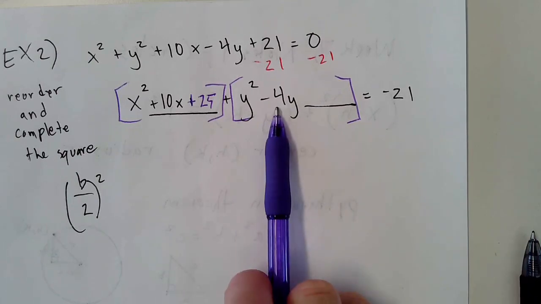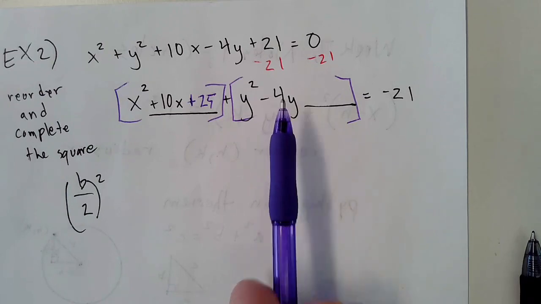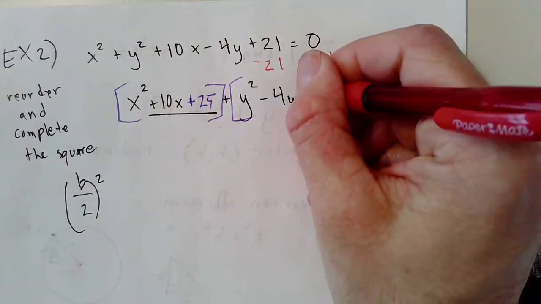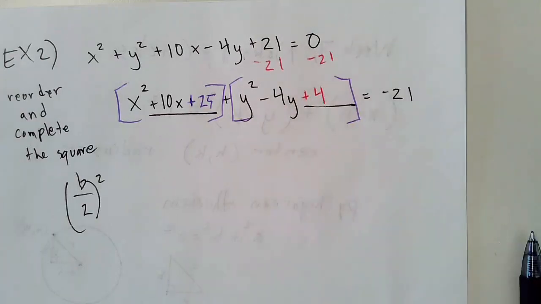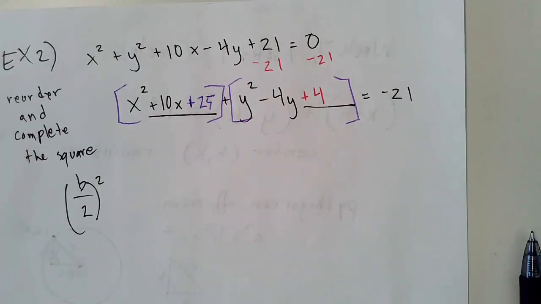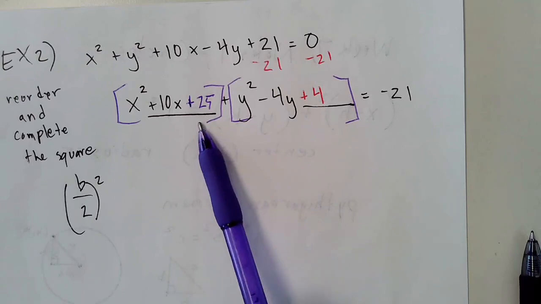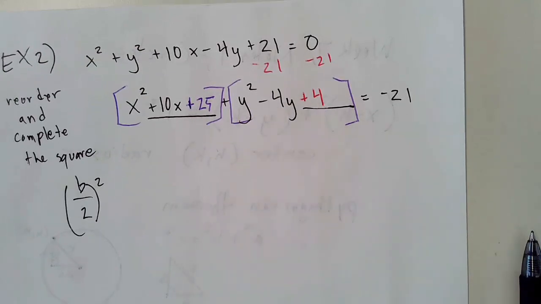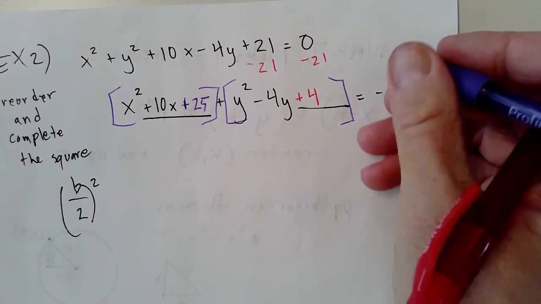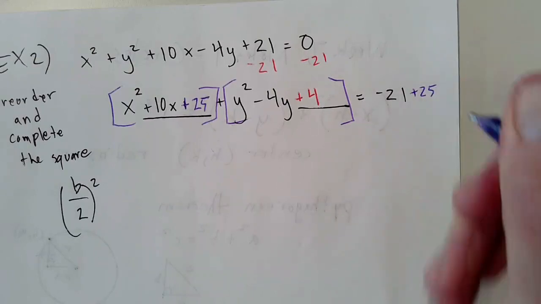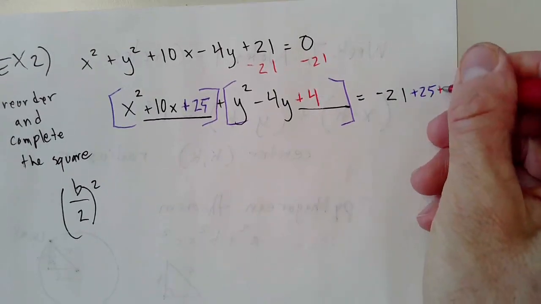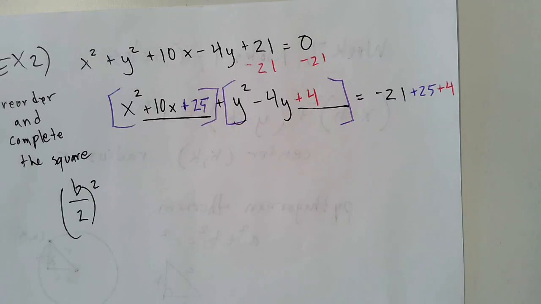Now, I take the negative 4. I cut it in half. I square it. What do I get? 4. Okay? So I add 4 right there. So what I'm going to do is, because I added 25 here and 4 here, I'm going to have to do that on the other side as well. So here we go. Plus 25 and plus 4, because that's treating the equation as it should be treated. It's an equation.